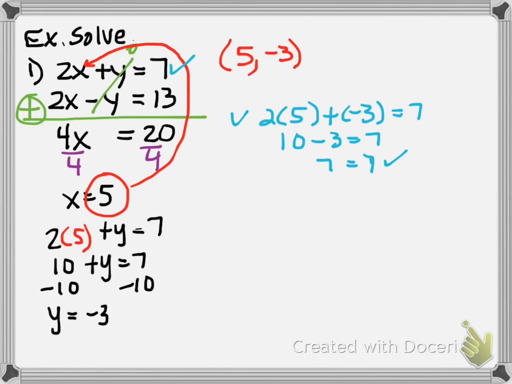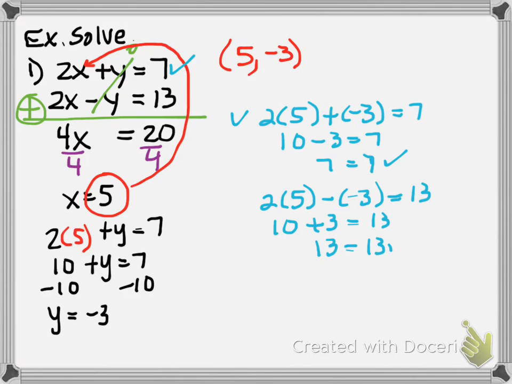But it needs to satisfy both. So 2 times 5 minus negative 3, does that equal 13? So I get 10 plus 3 equals 13. And I get 13 equals 13. So that verifies that my solution is 5, negative 3.